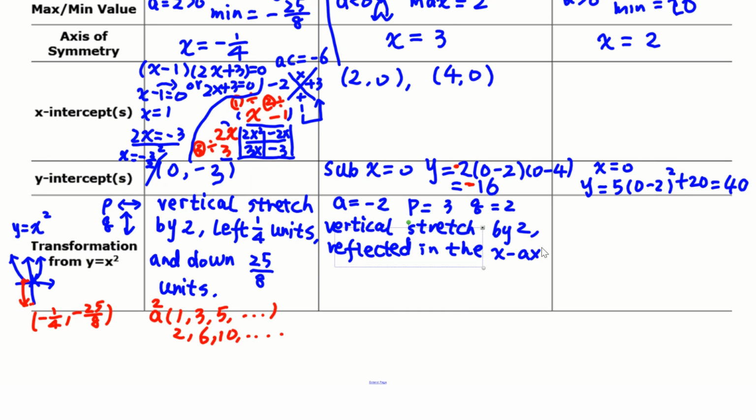Then p, q is just p left-right, q up-down. So p, q positive: p is 3, which means right 3 units. And q is up-down, so it's up 2 units.